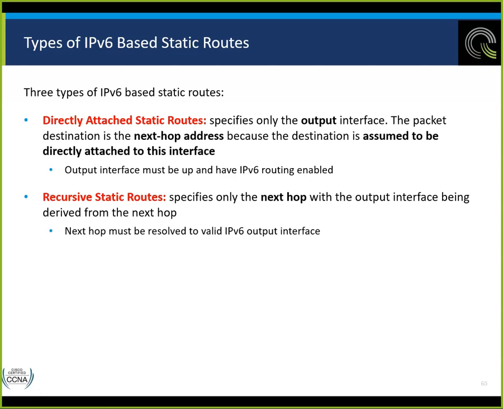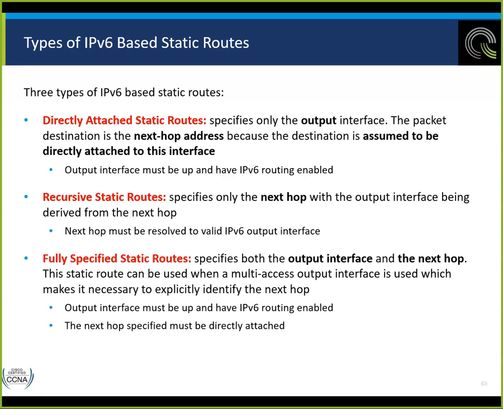A recursive static route, only the next hop address, 192.168.3.2 or whatever the address is, is specified in that one. It's got to be resolved to a valid IPv6 output interface. Recursive goes and finds where it's going to, and then it figures out which interface to go out of to get to that next hop address, and then that interface, that's what the forwarding information base, the switching base, is used for, to switch from interface to interface.